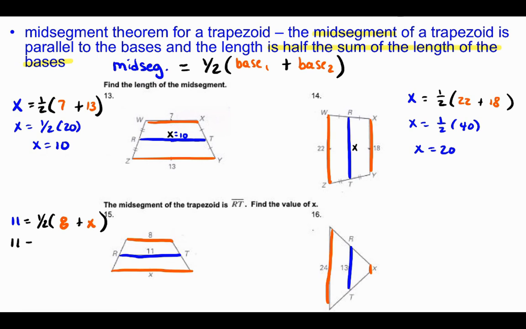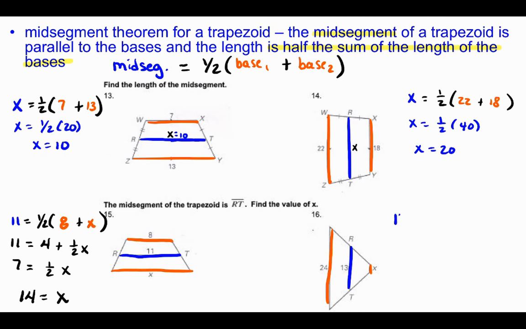So we distribute to get half of 8 is 4 plus half of x. We're going to subtract to get 7 equals half of x, and when you divide by a half or multiply by 2, we get 14 for the value of x. So we're just substituting into the formula.